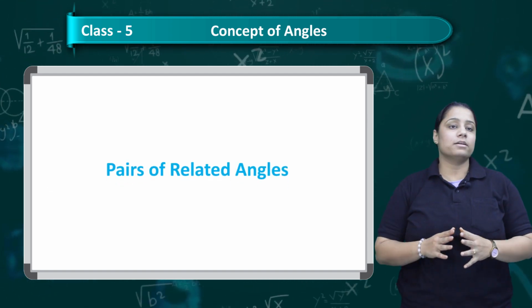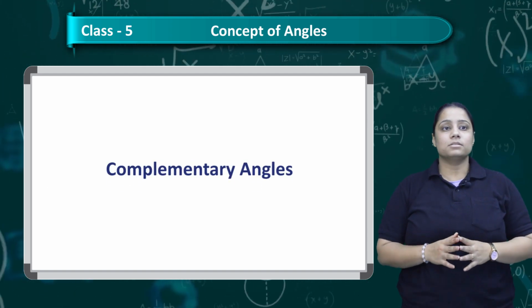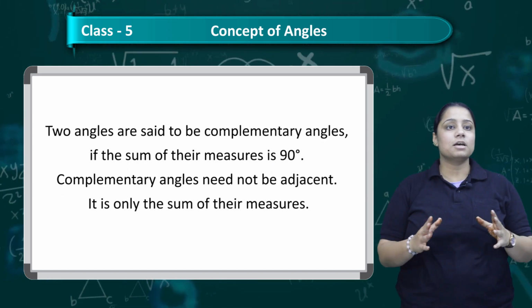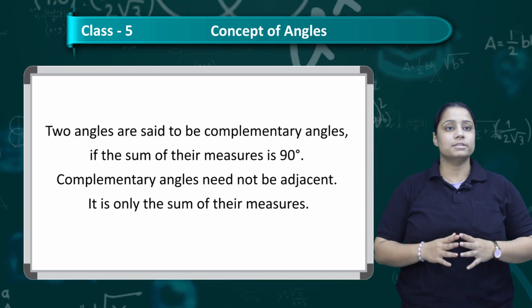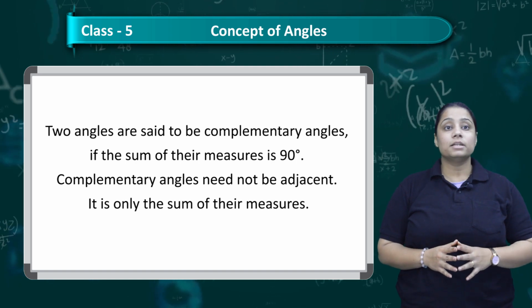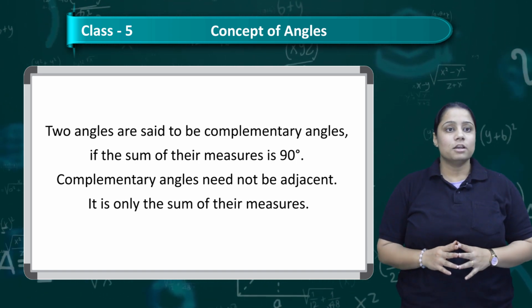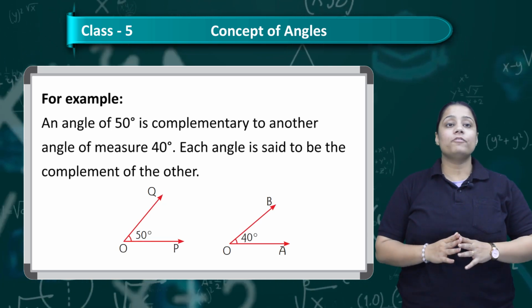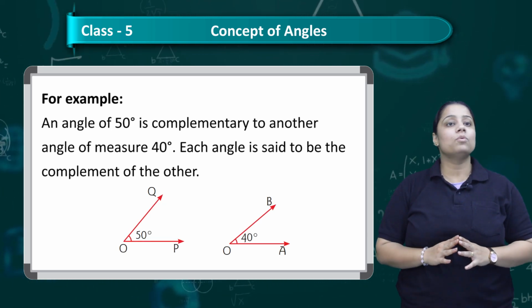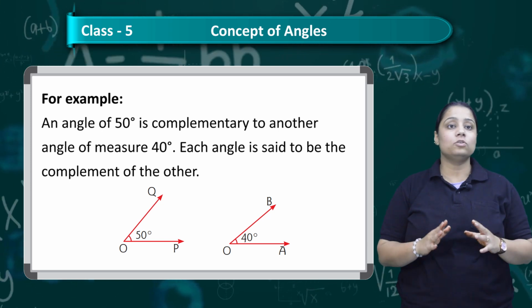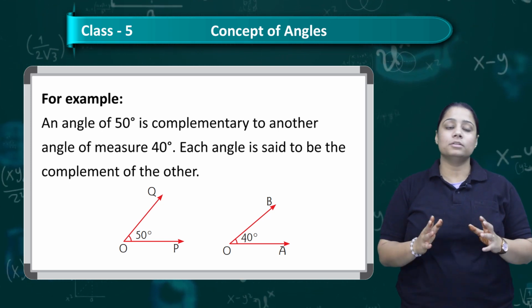Pairs of related angles. Complementary angles. Two angles are said to be complementary angles if the sum of their measures is 90 degrees. Complementary angles need not be adjacent. It is only the sum of their measures. For example, an angle of 50 degrees is complementary to another angle of measure 40 degrees. Each angle is said to be the complement of the other.